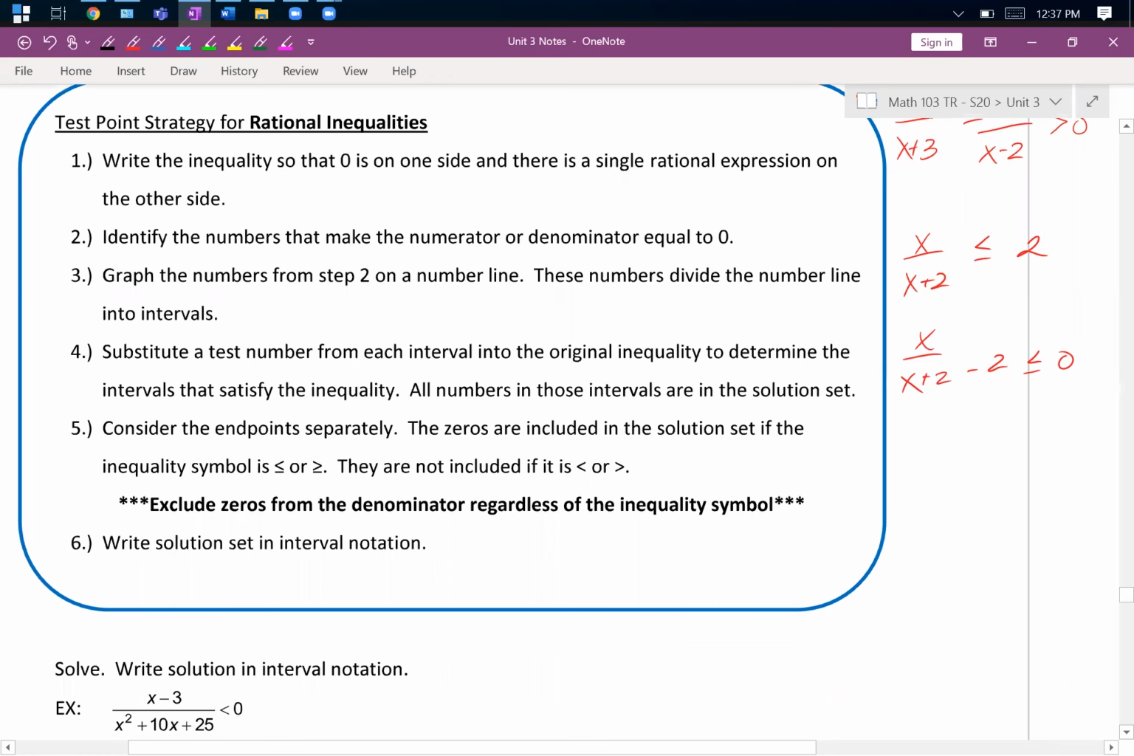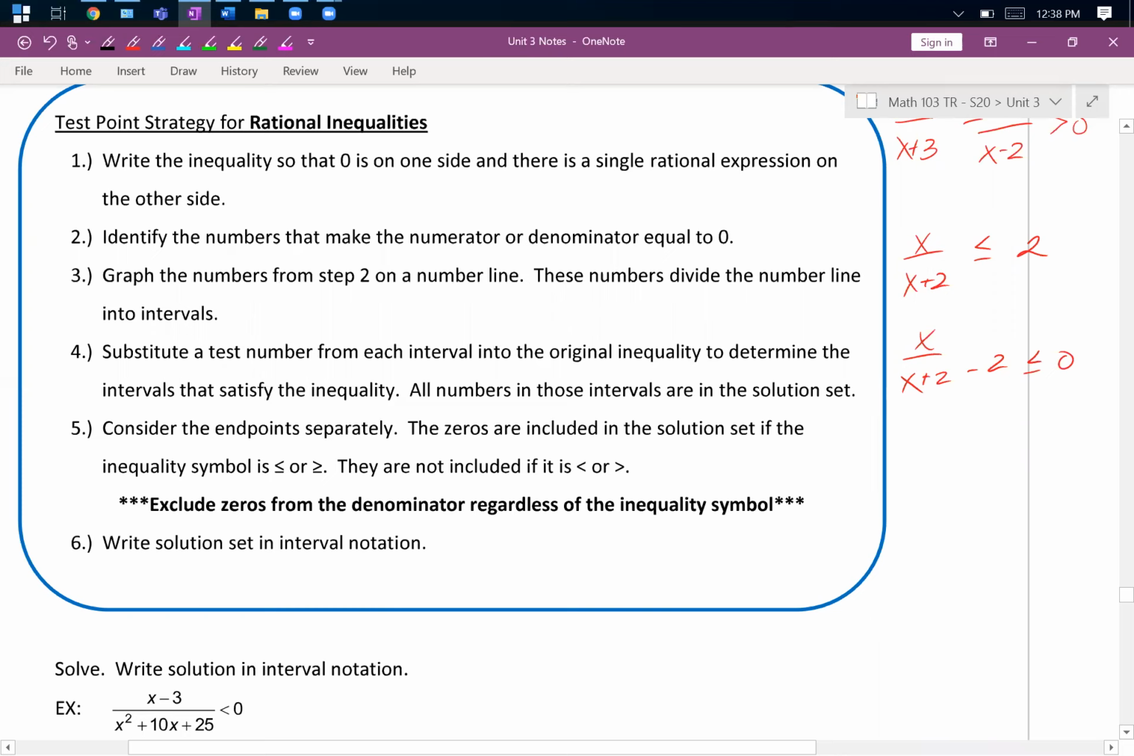Okay, so next we want to identify the numbers that make the numerator equal to 0 and the denominator equal to 0. So in my brain, I think zeros of the numerator, zeros of the denominator, but that's not mathematically correct to say, because zeros are when you let y be equal to 0 and solve for x. But in my mind, that's what I think of, especially because I'm trying to tie it to polynomial inequalities. So, all right, zeros in the numerator, zeros in the denominator. Then we're going to make our sign chart just like we did before. We're going to draw our number line.